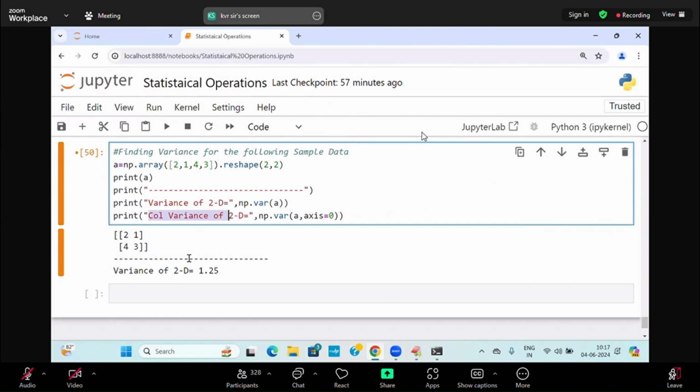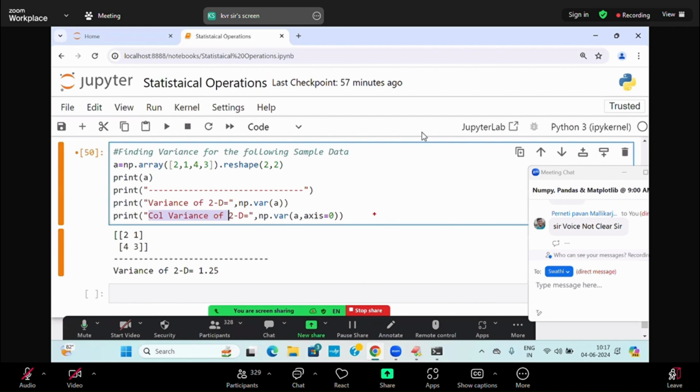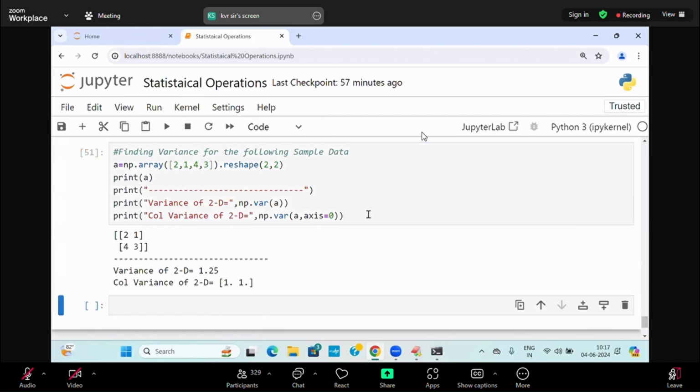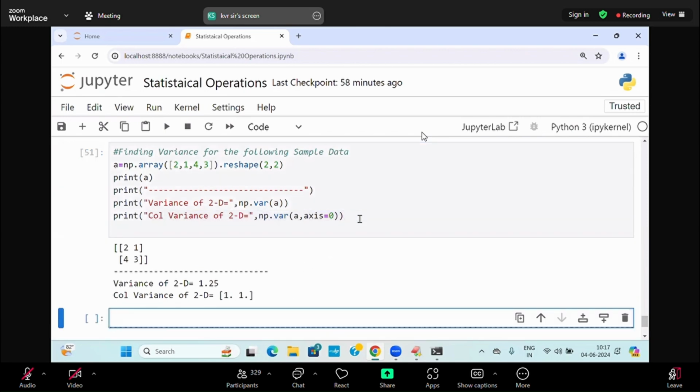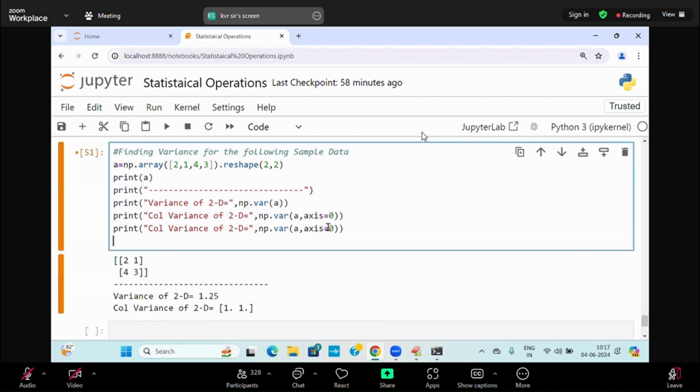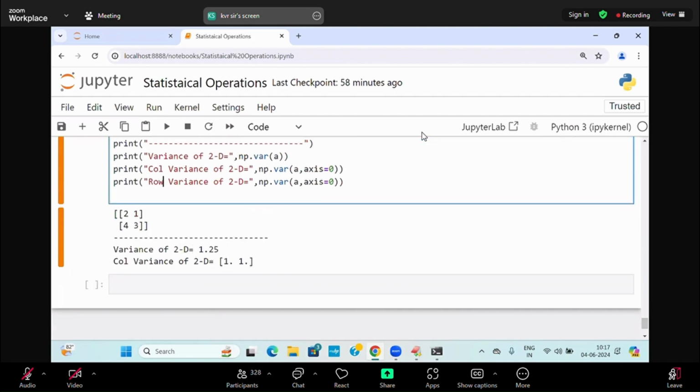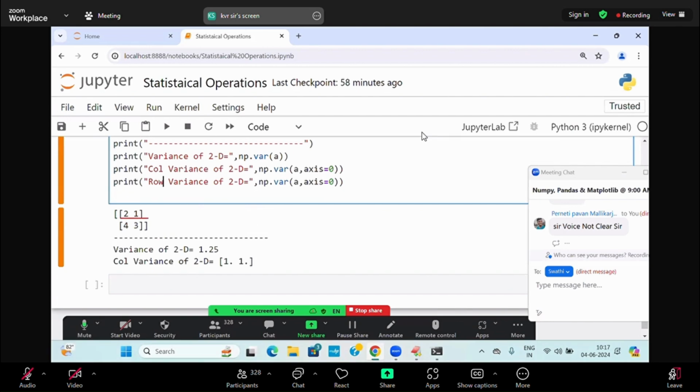Yes. Next, row. Let me show you that. 1, 1 is the column variance. Next, row variance. So I'll take the row variance here, same to same. What is the row variance? 2 plus 1 is 3, by 2 is 1.5. 2 minus 1.5.